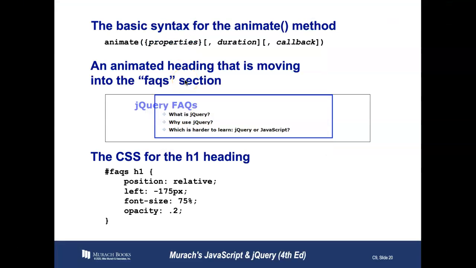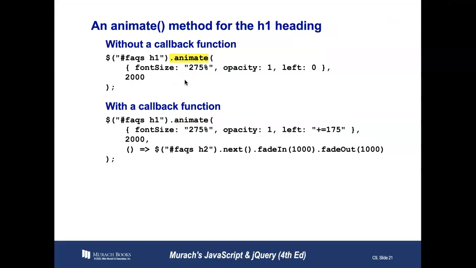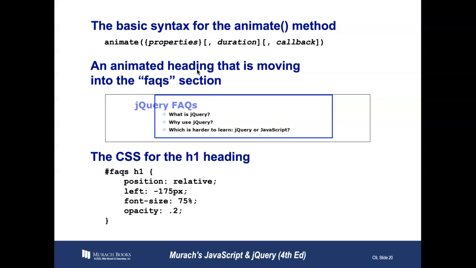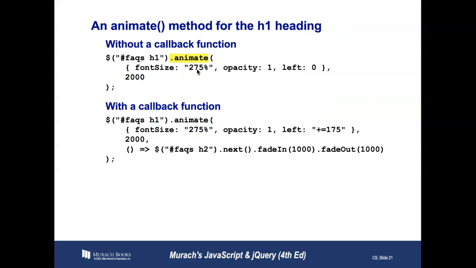So the HTML and CSS are a big part of this. But this is what happens. The animate function will change the font size to 275%. Remember, it was at 75%, so it's going to keep getting larger and larger as it comes closer, from 75 to 275. The opacity will turn to 1. Remember, it was, let's go back here. Yeah, it was 0.2 rather. So it goes from 20% to full. And the left is 0 now, so it went from minus 175 to 0, and you can see it happened in 2 seconds. So that would just animate it.